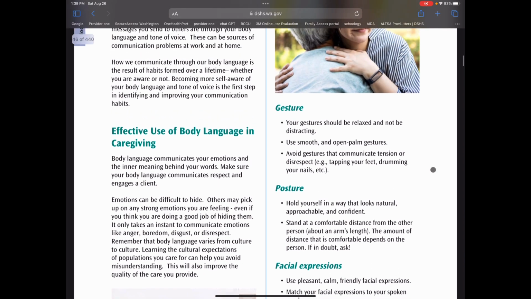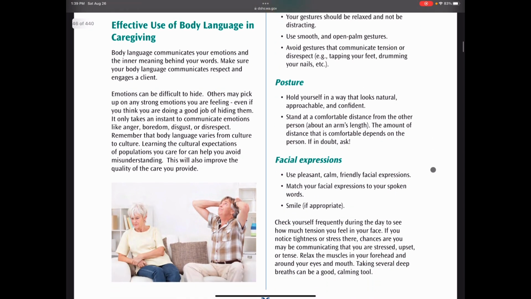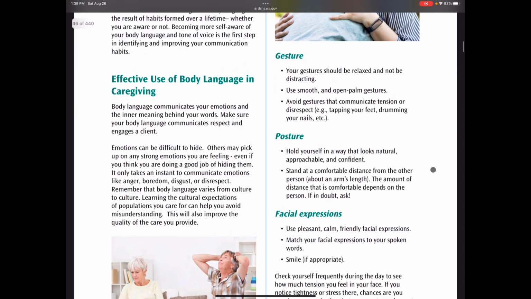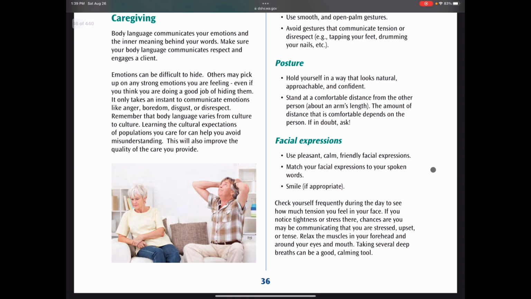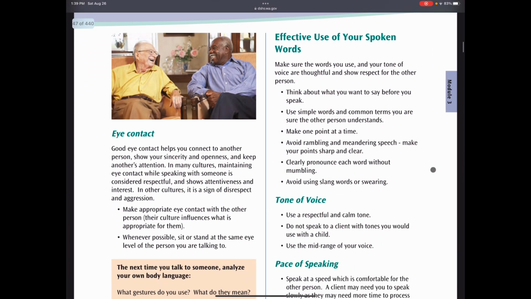And it's also your posture, how you hold yourself in a way that looks natural, approachable, and confident. Your gestures should be relaxed and not distracting. And your facial expression should be pleasant, calm, friendly, with a smile. And your eye contact, good eye contact helps you connect to another person. See how these people have good eye contact.